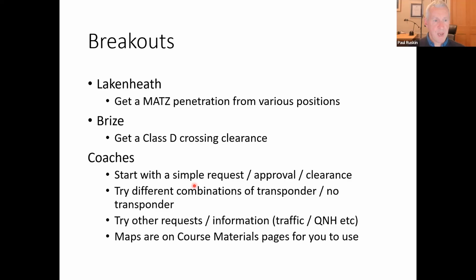Okay, so in the breakouts, we're going to look at Lakenheath, and you're going to get a max penetration approval from various positions, and you're going to get a BRIZE and get a Class D crossing clearance. So coaches, if you start with the simple requests, approval clearances and so on, you can try different combinations of transponders or no transponder. You can look for other requests, give traffic information, QNH. So you've got the maps on the course materials pages for you to use for that.